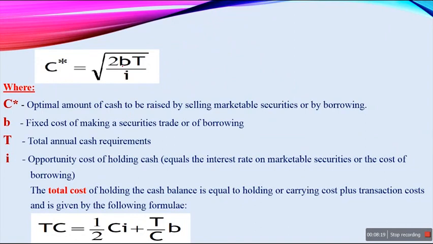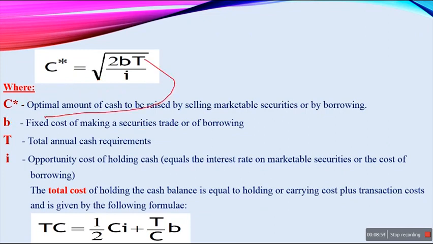Then we have B. B in this case refers to the fixed cost of making a security trade. That cost that is incurred by this organization. For example, if the organization is trading the securities in the securities exchange, and they have maybe to pay commissions to the market brokers, then that commission that is paid to these people is a cost associated with trading the securities, and that is what we are putting here under the fixed costs of making a securities trade.